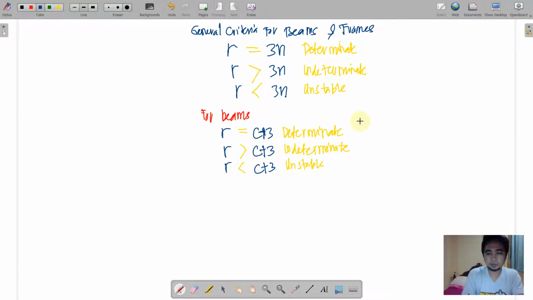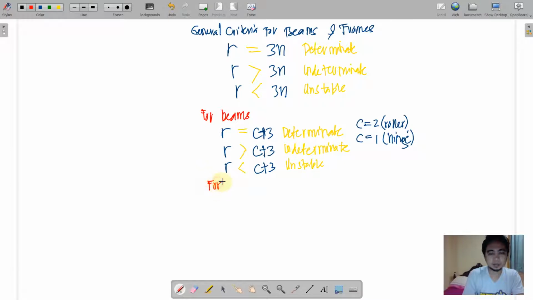Okay, so C here is the coefficient of internal reaction, wherein if we have a roller, C is equal to 2, or the internal reaction coefficient C is equal to 2 for the roller, and C is equal to 1 for a pin connection, or generally a hinge support. So that is for beams.